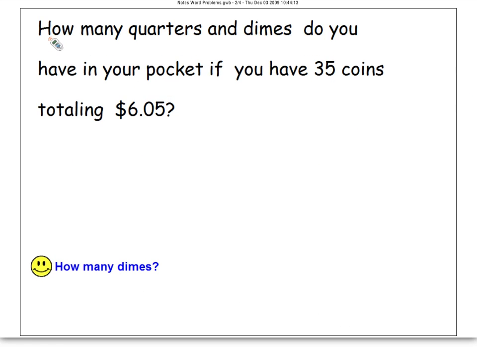Let's look at this example dealing with money. So we have quarters and dimes in our pocket, and there's only 2 scenarios, quarters and dimes. We know we have 35 coins, so I'm going to circle that, and I know it totals $6.05.